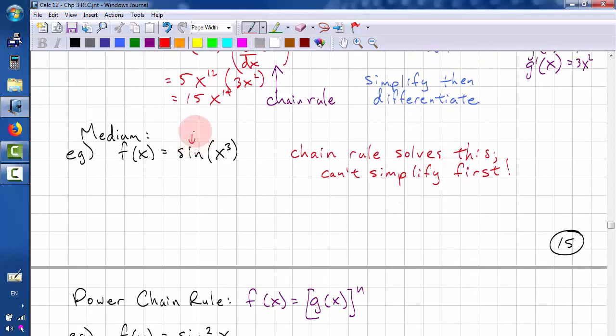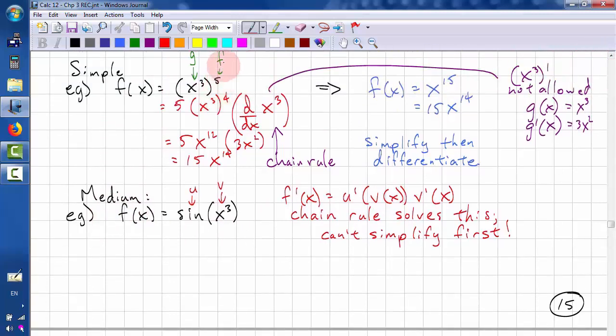Okay, let's let this be u and this be v. So our chain rule says f prime of x equals u prime of v of x times v prime of x. Okay, we don't always have to use f and g. We could use different letters. Using u and v is convenient when you have f. In our previous example, we used f twice. This f is different from this f, so you have to keep that straight.